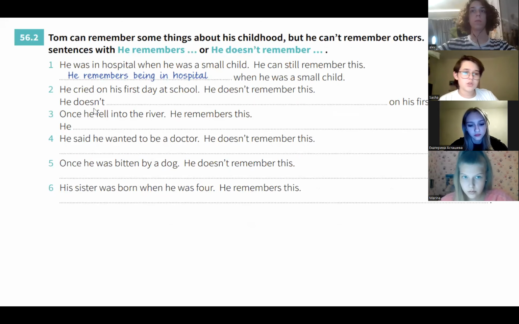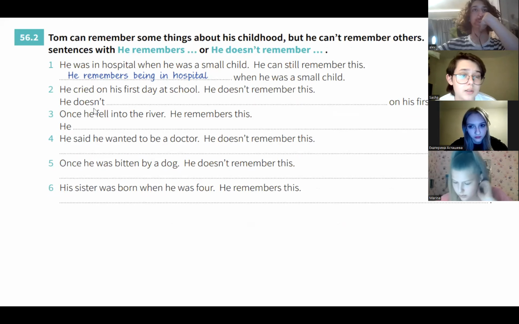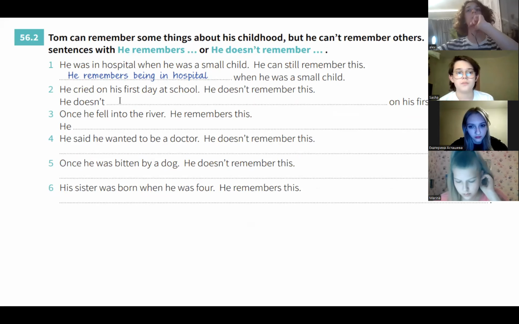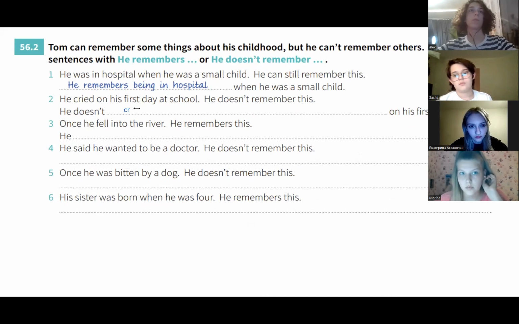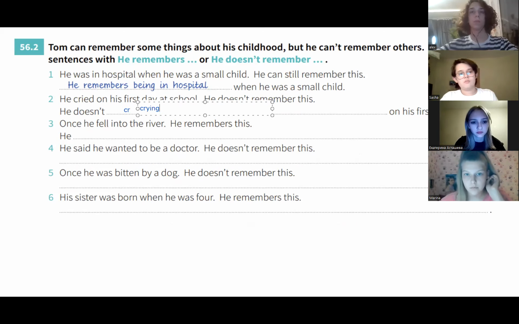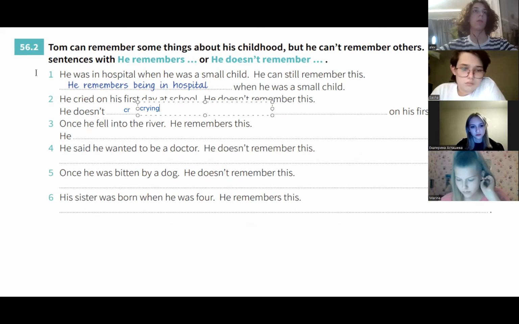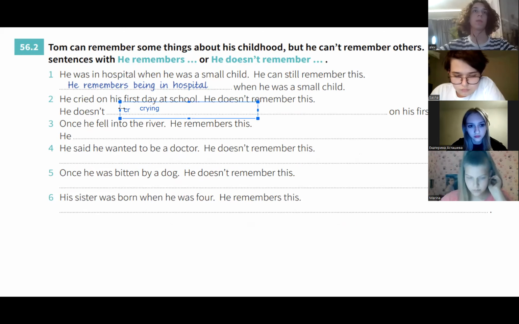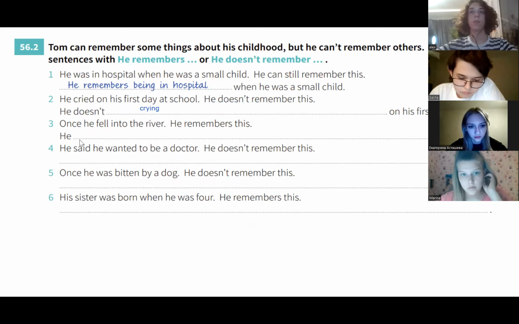Okay, number 2, he cried on his first day at school. He doesn't remember this. He doesn't remember crying on his first day of school. He doesn't remember crying. That's correct. Please, Alex. Once he fell into the river, he remembers it. He remembers falling into the river. He remembers the process, falling into the river.